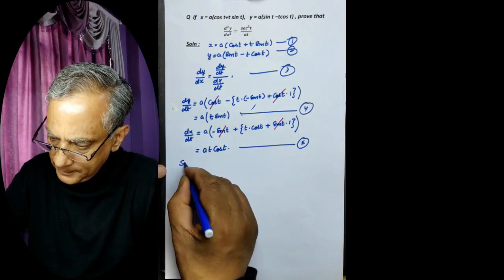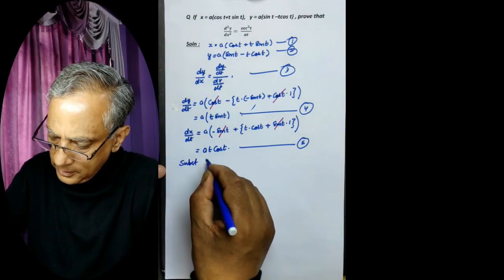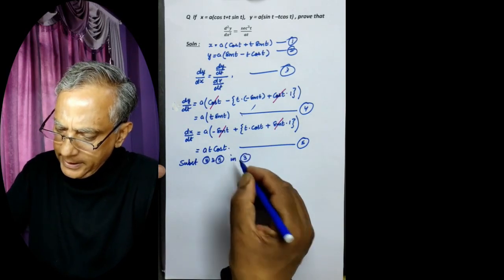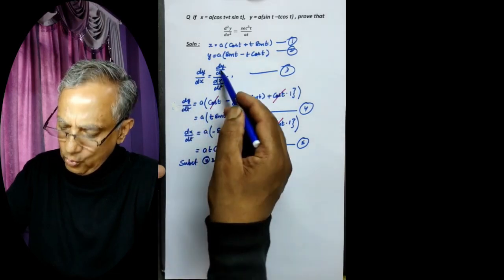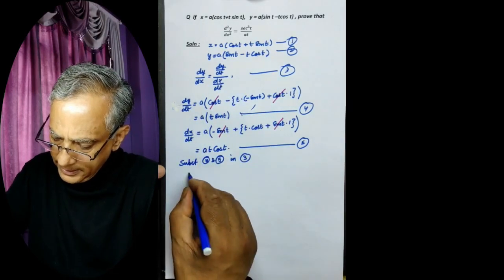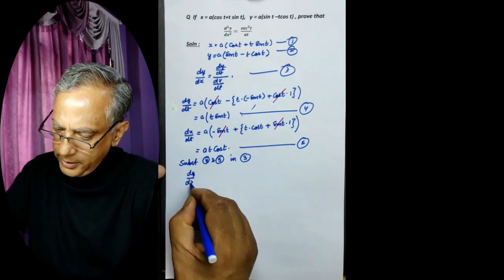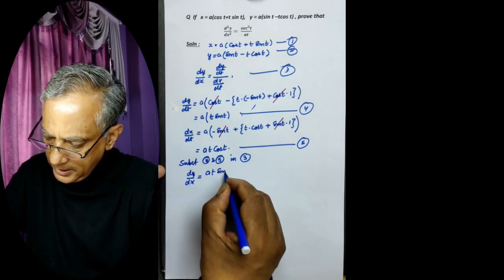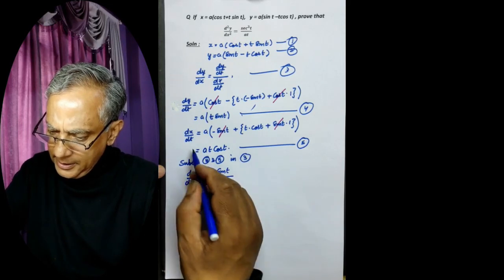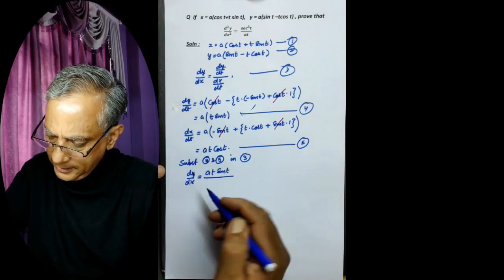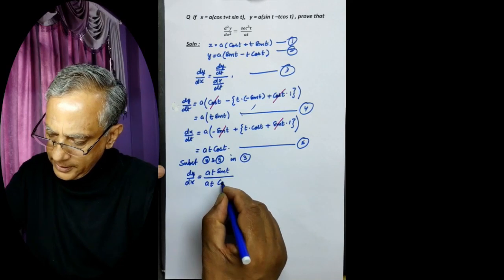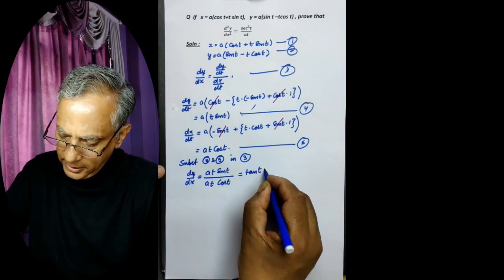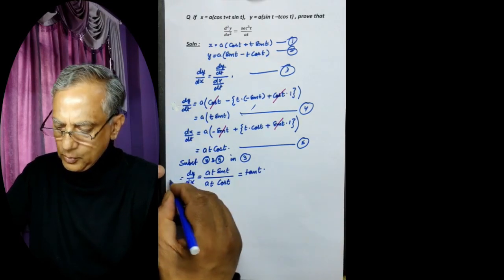Substituting 4 and 5 in 3. Substitute dx by dt and dy by dt here. We get dy by dx is equal to dy by dt is a t sine t, and dx by dt is a t cos t. So this is equal to tangent of t, and denote this by y1.